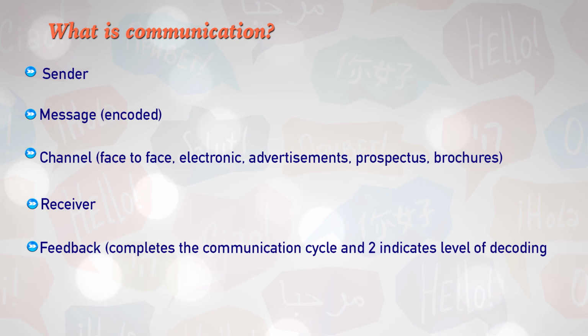Receiver is the person who decodes the message, in other words, understands, and then gives a feedback. That is the next element of communication. Feedback has 2 important functions. 1, it completes the communication cycle, and 2, it indicates the level of decoding.